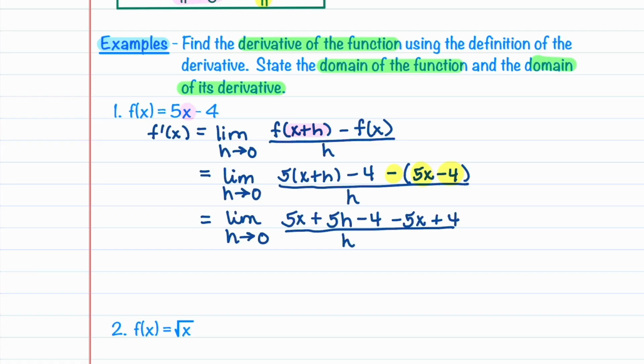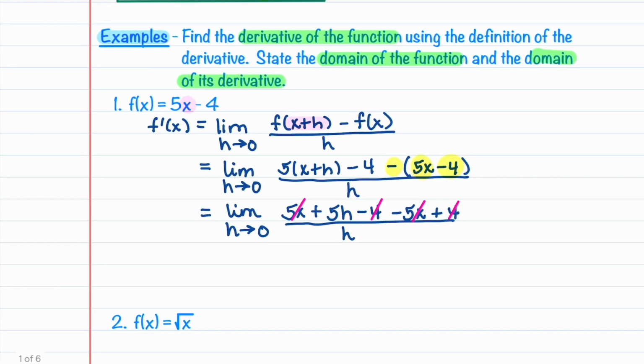Now let's see if we have anything that cancels. Our 5x cancels, and then our minus 4 cancels with 4. So this gives us the limit as h goes to 0 of 5h divided by h. And now you can see that the h's cancel, and we're left with a value of 5. So the derivative of our function is equal to 5.